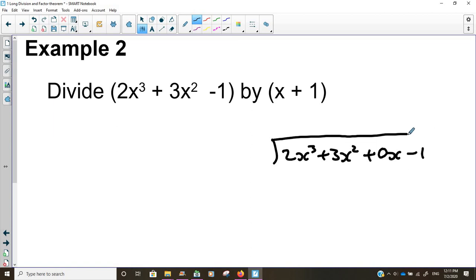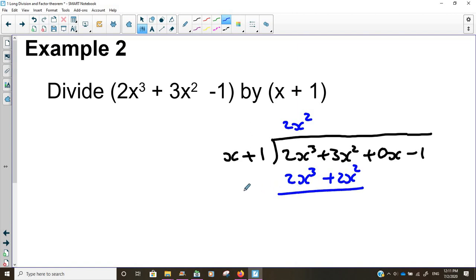You do need to put in any columns that are missing, otherwise you'll get into a bit of a mess when you try to do this. Okay, if there was an x squared term missing, you'd have to put a 0x squared in, and so on. Okay, so how many x's are there in 2x cubed? It's 2x squared. 2x squared times x, 2x cubed. 2x squared times 1 is 2x squared, and subtract.